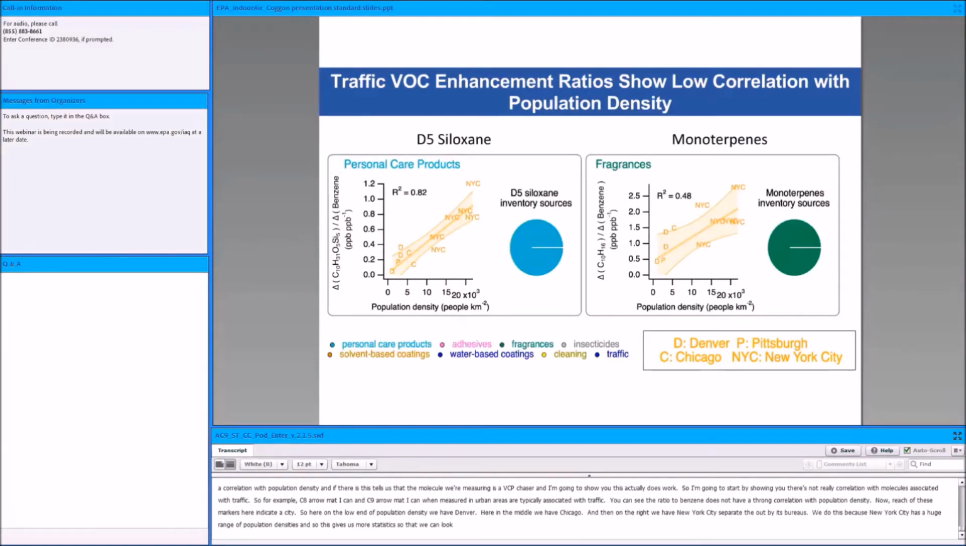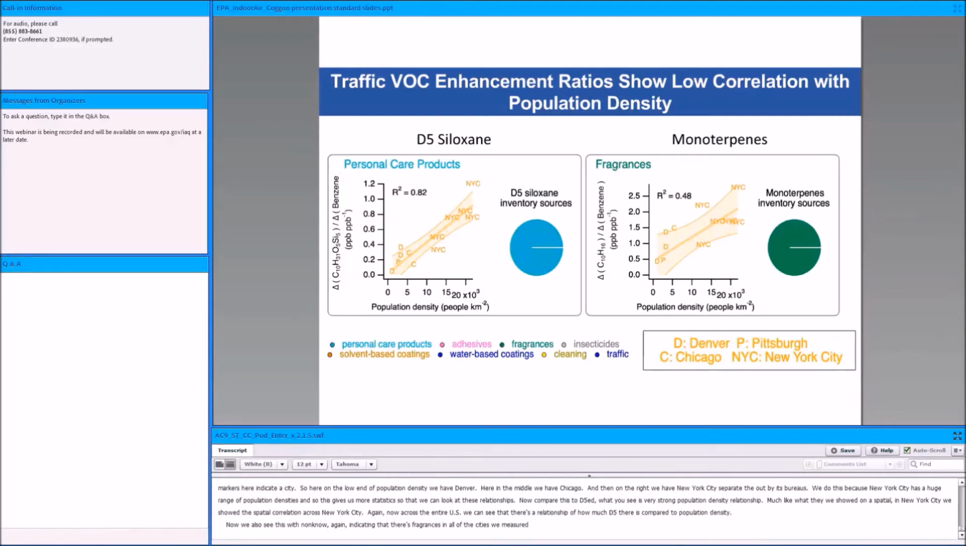Now compare this to D5-siloxane. And what you see is a very strong population density relationship. Much like what we showed just on a spatial scale in New York City, we showed the spatial correlation across New York City. Again, now across the entire U.S., we can see that there's a relationship of how much D5 there is compared to population density. Now, we also see this with monoterpenes, again indicating that there's fragrance use in all the cities we measured during our drives.